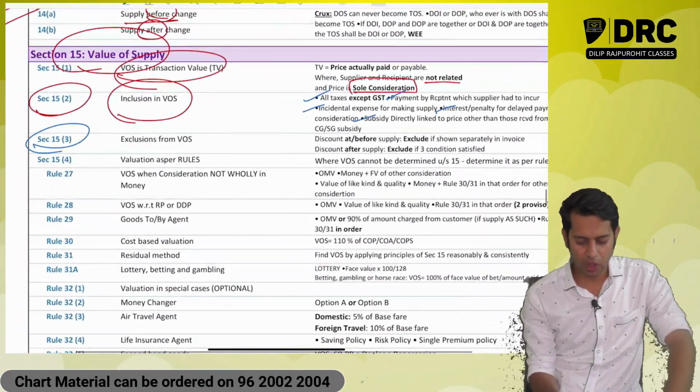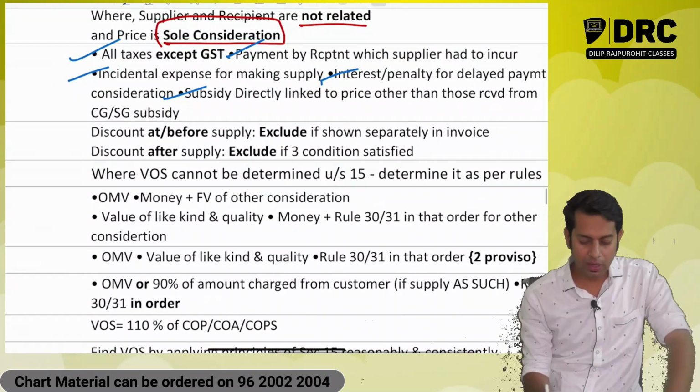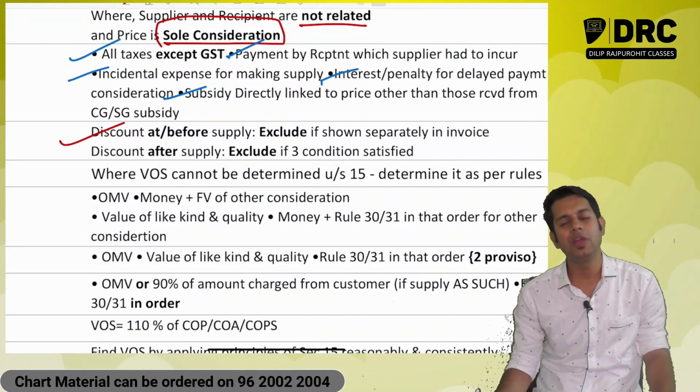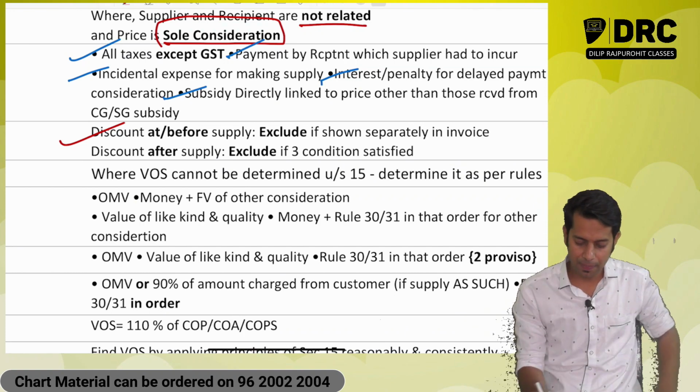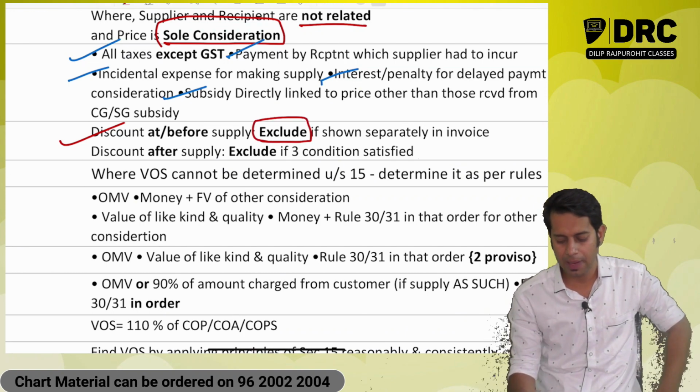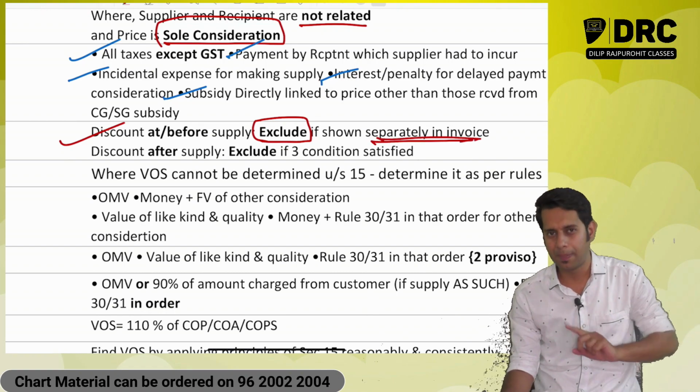Section 15 subsection 3 talks about exclusions from value of supply. What are the different things which can be excluded from the value of supply? Only one thing can be excluded. What is that? Discount. Now discount can be given before or at the time of supply. If discount is given before or at the time of supply, it can be excluded from value of supply if it is shown separately on the invoice.